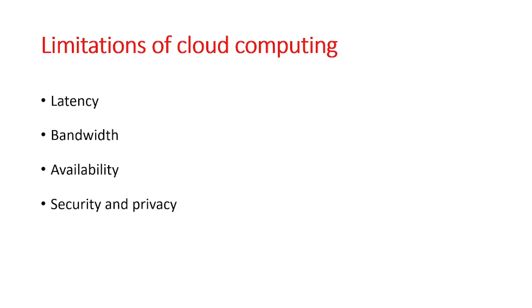And the last one is security and privacy. For example, indoor cameras transmitting video data from the home to the cloud will increase the risk of leaking users' private information. So to overcome these limitations, we move to a new technology called edge computing.